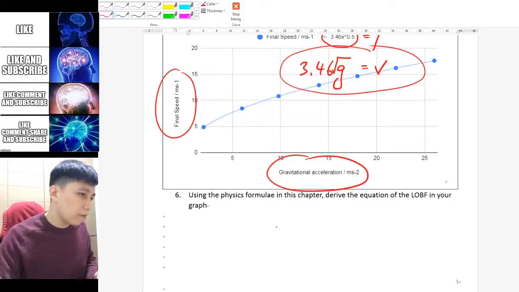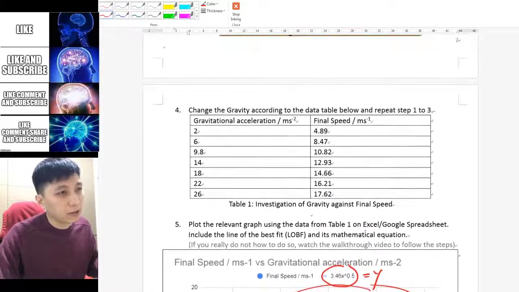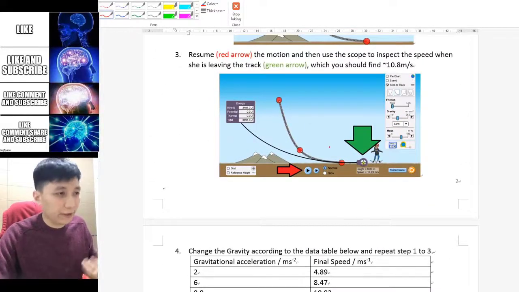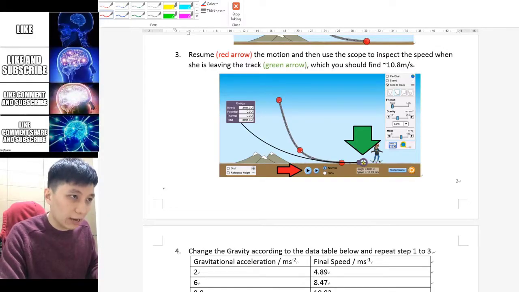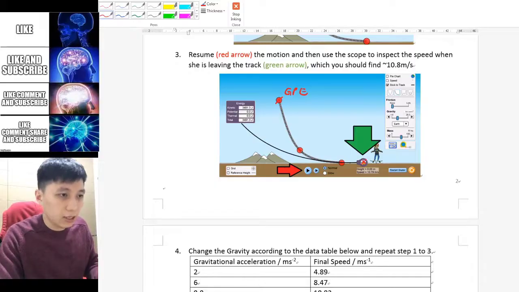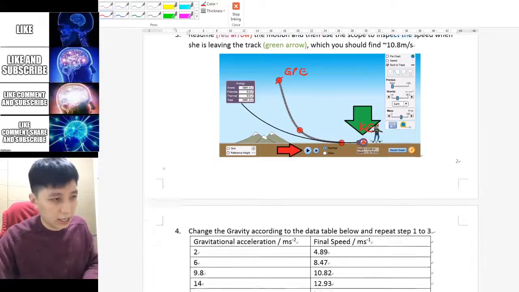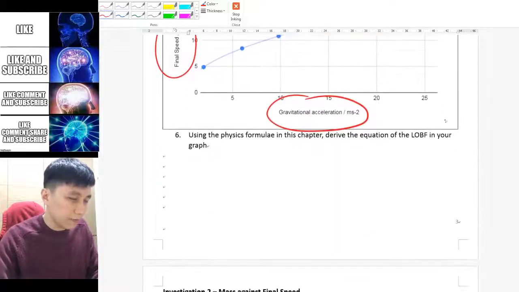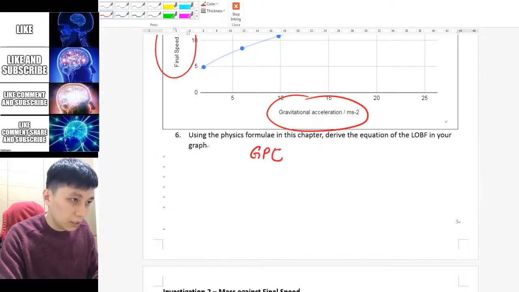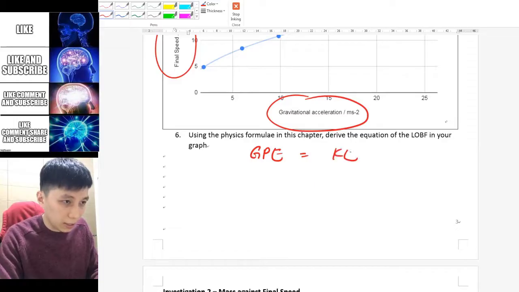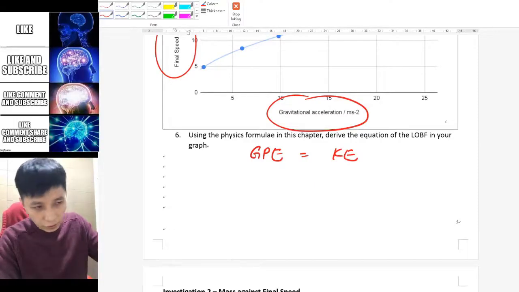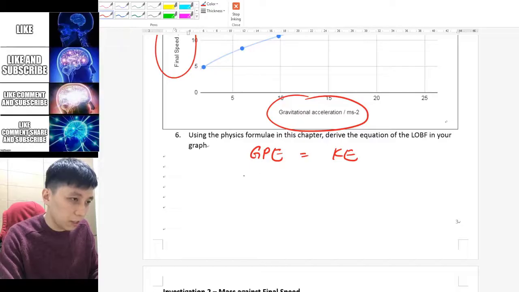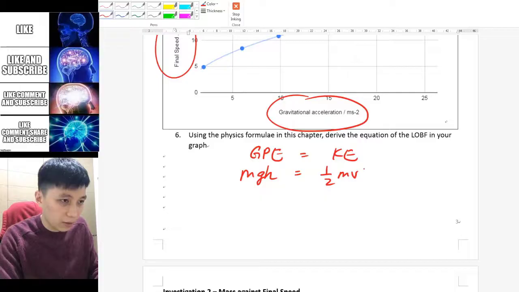A few moments later. Alright, so the relevant formula is simply based on conservation of energy. And thinking about at the very beginning, what you have is GPE here, and then eventually it will all convert into KE. So you can say GPE at the beginning equals the kinetic energy at the end when you are leaving the track. So for GPE, you can recall the equation is mgh. For KE, the equation is half mv squared.